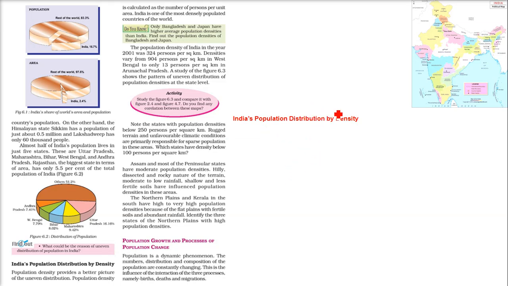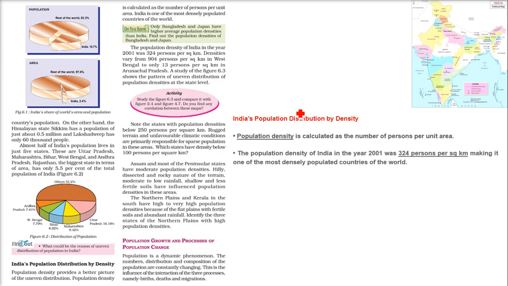So, India's population distribution by density. What is the density? Population density is calculated as the number of persons per unit area. What does this mean? It means that if you take an area, say 1 kilometer by 1 kilometer, any place here or here, how many people are living there? Say 200. So the population density of this area is 200.